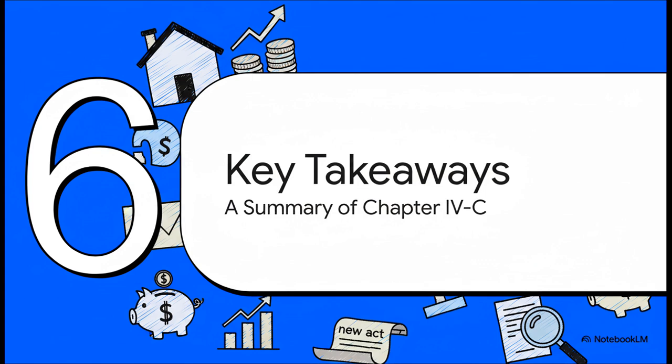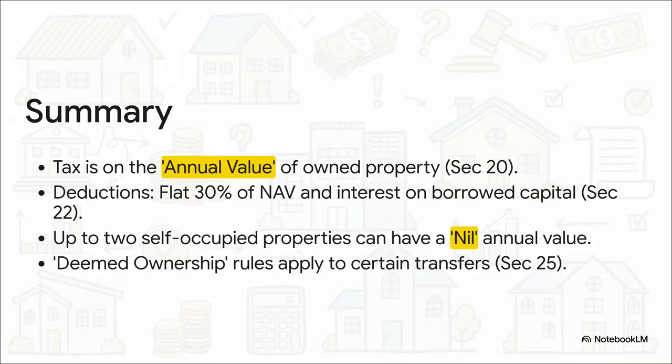All right, we have covered a ton of information. Let's take a breath and really lock in the most important things you need to remember from this new chapter. So what do you absolutely need to walk away with? First, the taxes on the annual value, the property's potential to earn, not just the rent you pocket. Second, your 2 biggest weapons for reducing tax are that flat 30% standard deduction and the interest on your home loan. Third, that benefit of declaring 2 self-occupied properties as nil annual value is a huge tax saver.